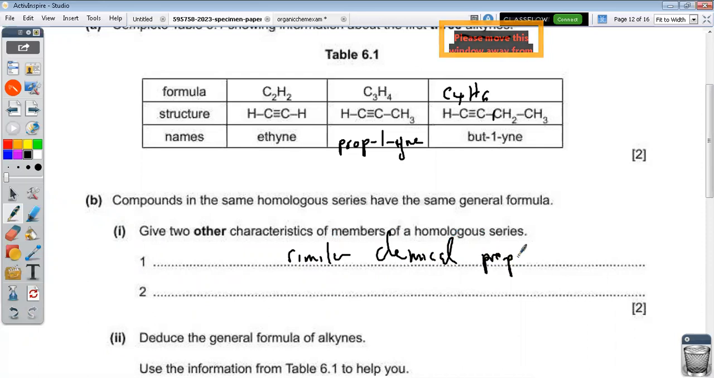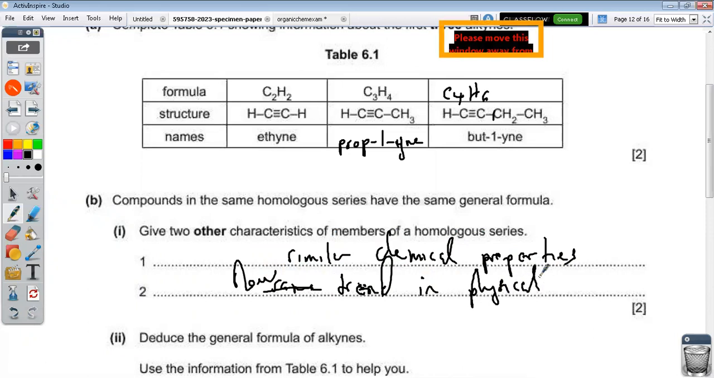Properties. They show a trend in physical properties. Clear? Like you saw the melting and boiling points there, and the density was increasing. That's the trend we're talking about as you go down the group, increasing or decreasing. What else?